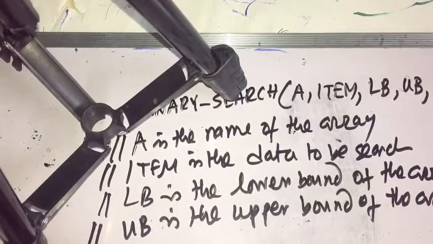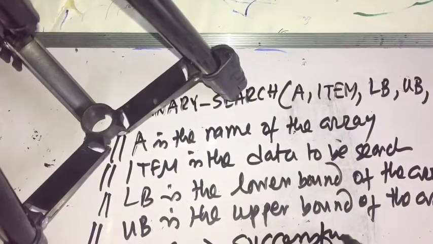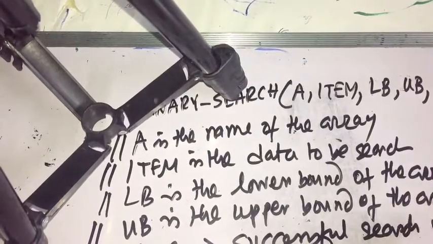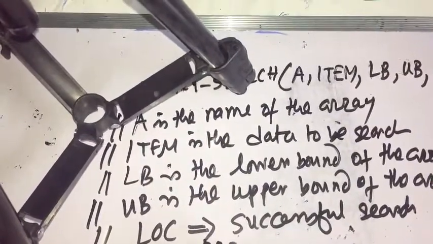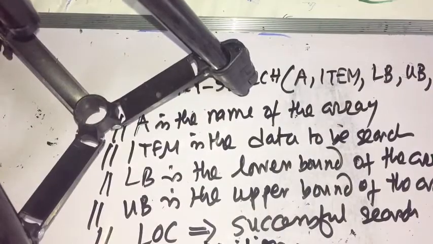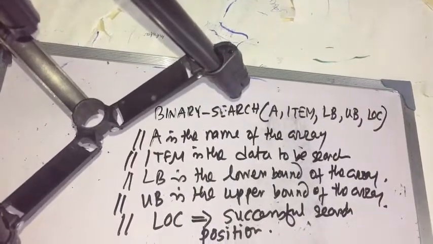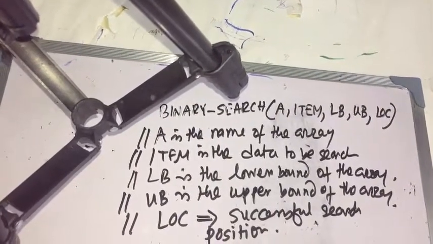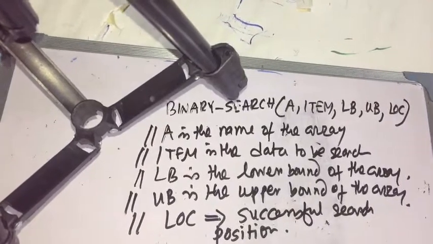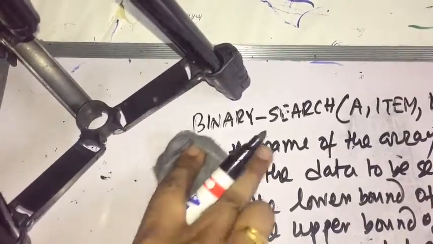LOC is the successful search position. So these are the parameters of the binary search algorithm. A is the name of the array, item is the data to be searched, LB is the lower bound of the array, UB is the upper bound, LOC is the location of the successful search.